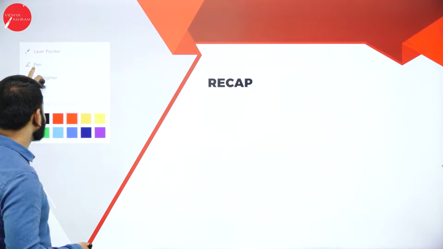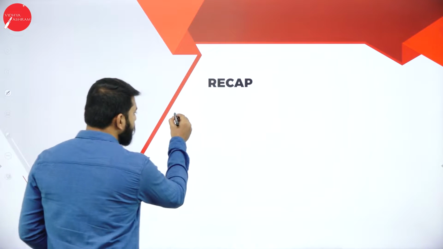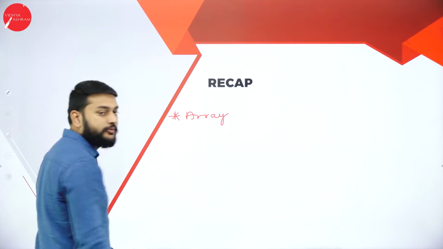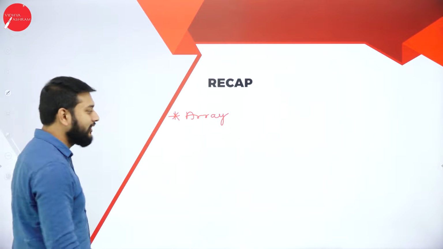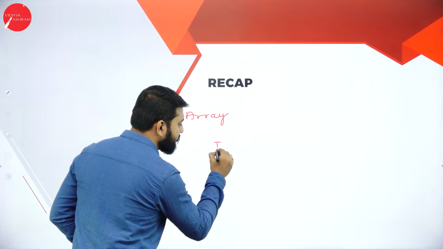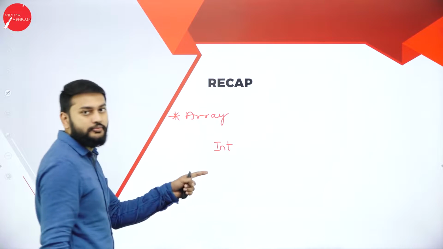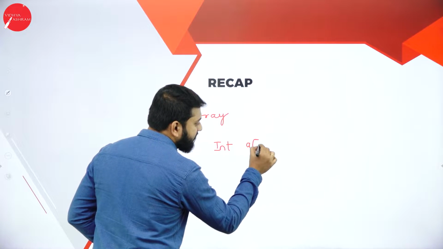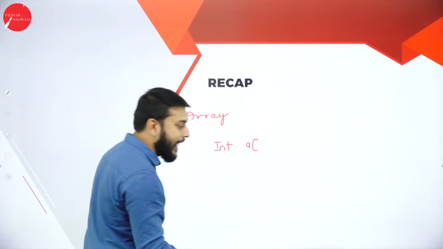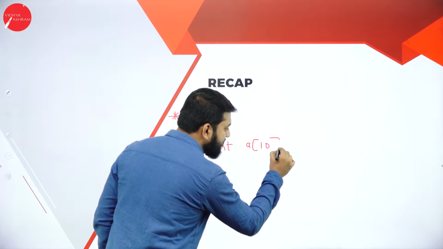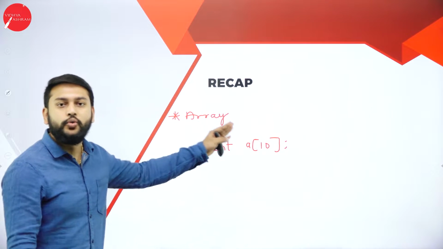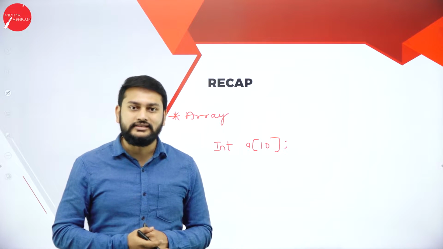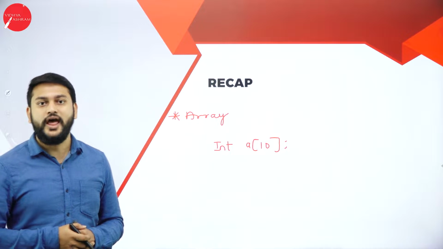We have understood what arrays are, and you should remember how we declare an array. The syntax is: first you write the data type, here I'm considering int. Then you write the name of the array, then open the square bracket and write the size of the array. Size tells you the number of elements that you can store inside the array. That is the capacity of the array.